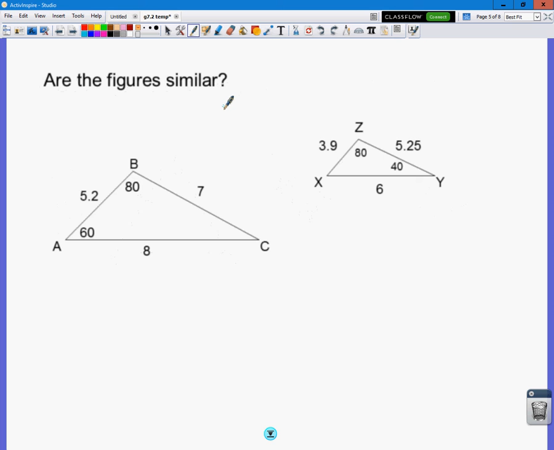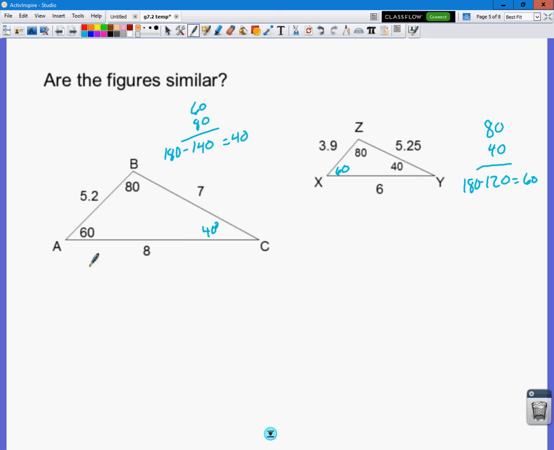They're asking me, are these figures similar? And if I take a look again at the triangle here that's on the left, I see I've got 60 degrees and 80 degrees. That's 140 degrees out of 180. So there's 40 degrees left. This angle is 40 degrees. If I come over to the other figure, I have 80 and 40. I've used up 120 out of 180, which means that there is 60 degrees left.